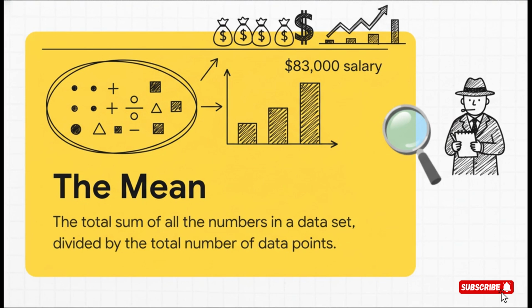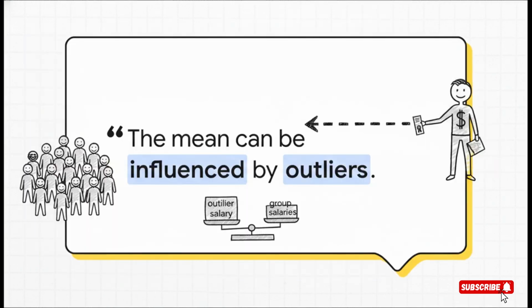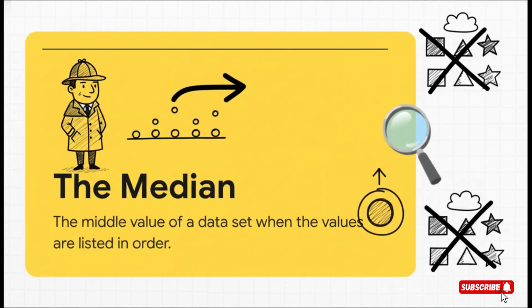So first up is Detective Mean. Now, this is the one you probably already know. It's what we all learn in school as the average. You just add up all the numbers and divide by how many you have. It's the exact calculation that gave us that really impressive, but really misleading, $83,000 salary. But here's the mean's big weakness. Its fatal flaw, really. It gets pushed around super easily by extreme values, what we call outliers. Remember that one grad who's making almost $500,000? Well, that's our outlier, and it's single-handedly pulling the mean way up, making it a pretty poor representation of the group as a whole.